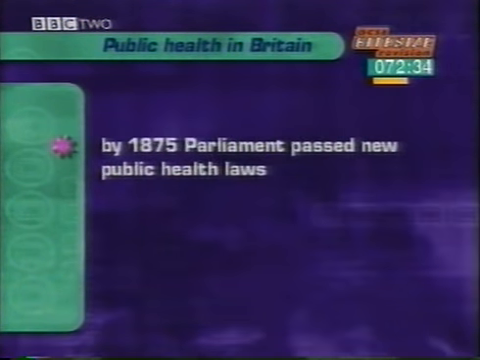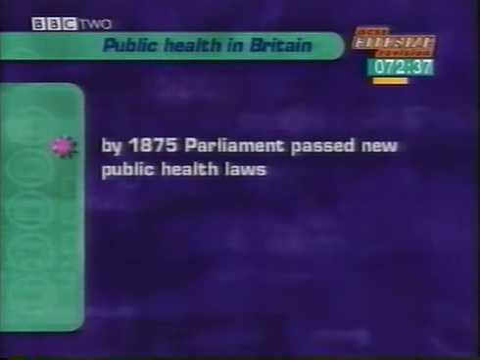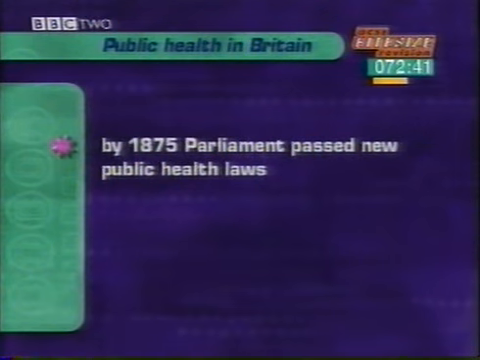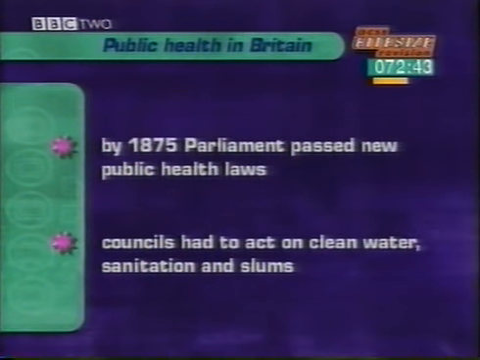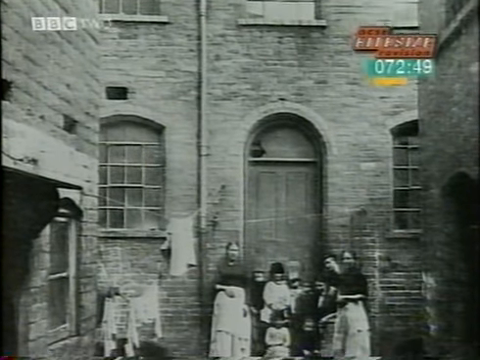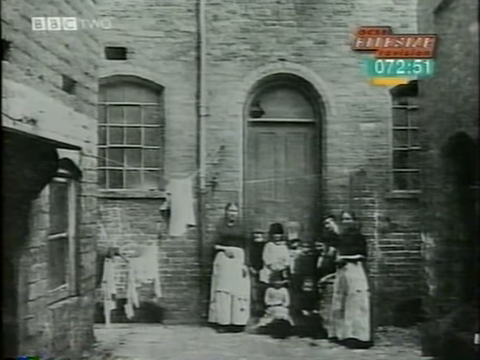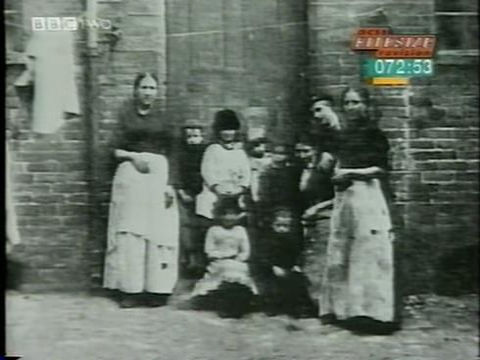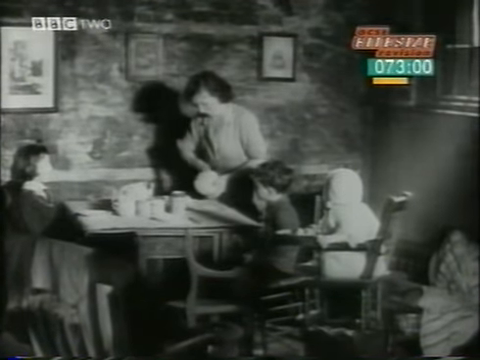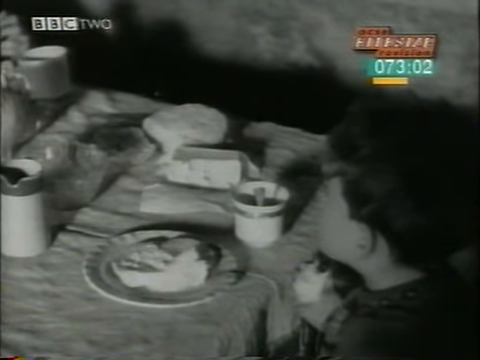By 1875, attitudes had changed in favour of government action, and Parliament passed new laws compelling councils to act on clean water, sanitation and slum clearance. Yet even at the turn of the 20th century, there were still very high levels of infant mortality. There was also a new Liberal government ready to intervene much more directly in the health of the nation.